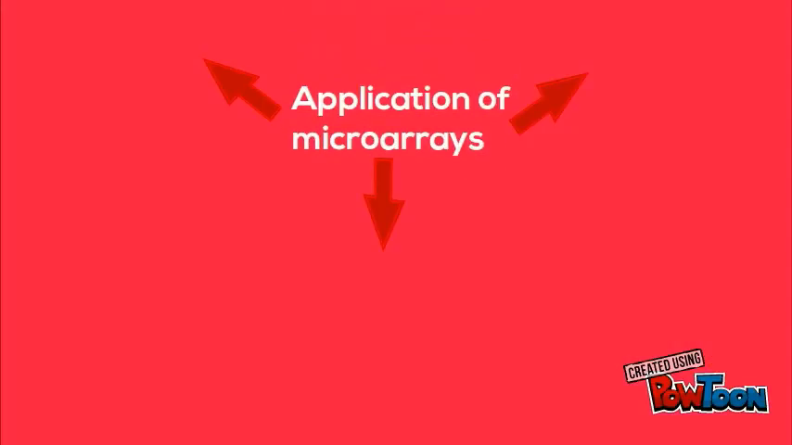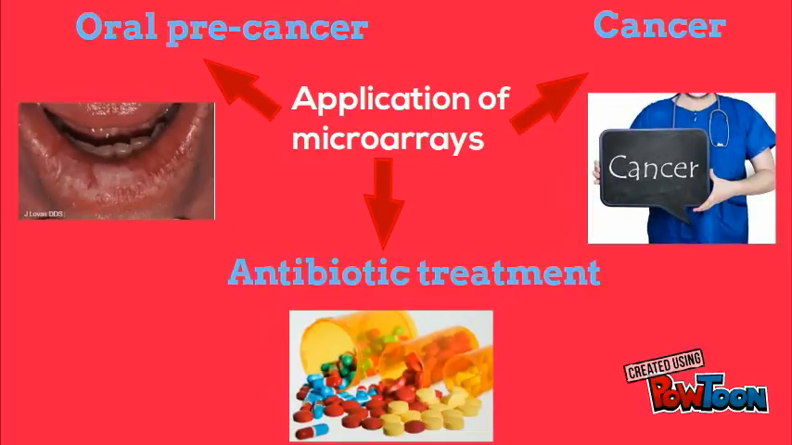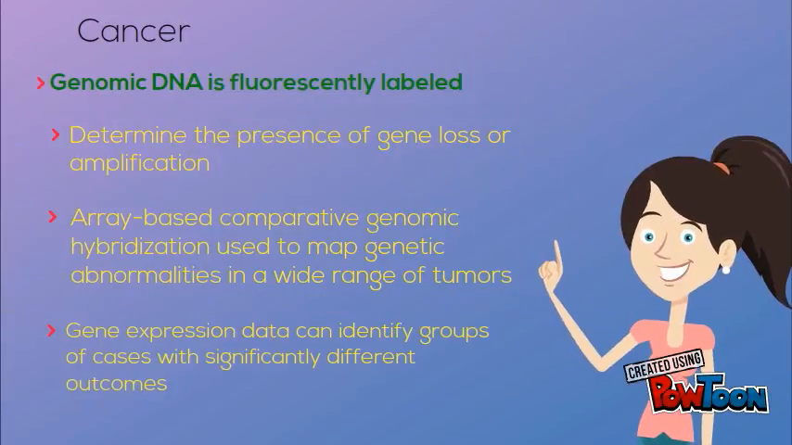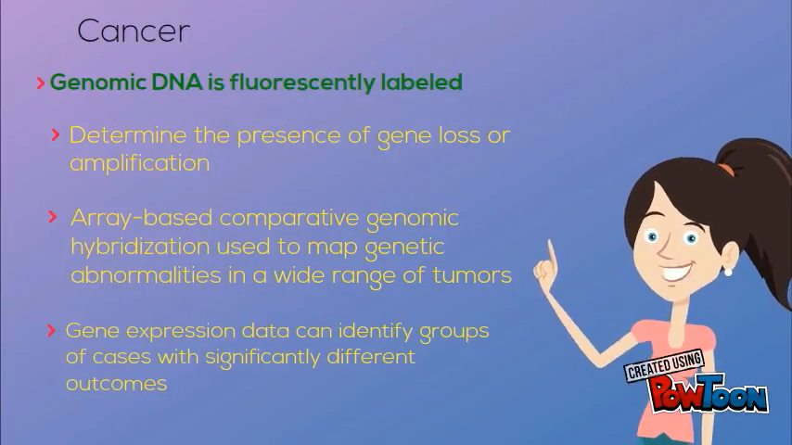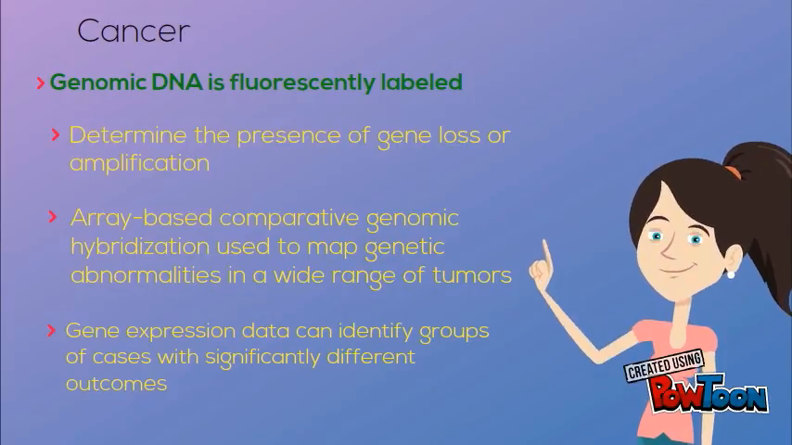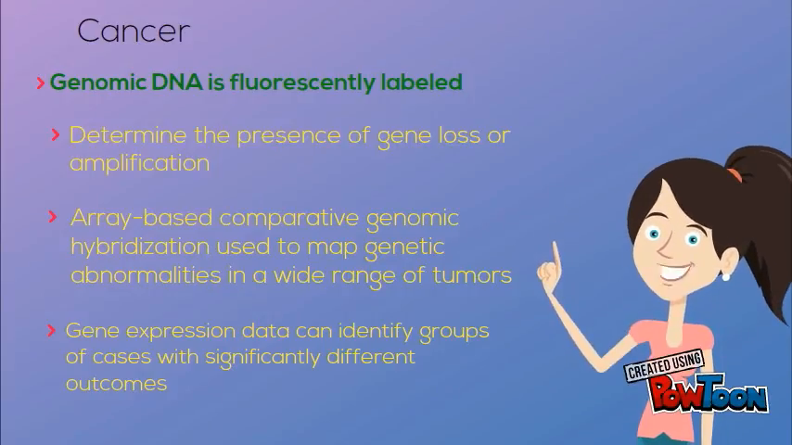There are 3 applications in microarray, which are 1. Cancer, 2. Antibiotic treatment, 3. Oral pre-cancer. Cancer: genomic DNA is fluorescently labeled. Array-based comparative genomic hybridization is used to map genetic abnormalities in a wide range of tumors. Gene expression data can identify groups of cases with significantly different outcomes.